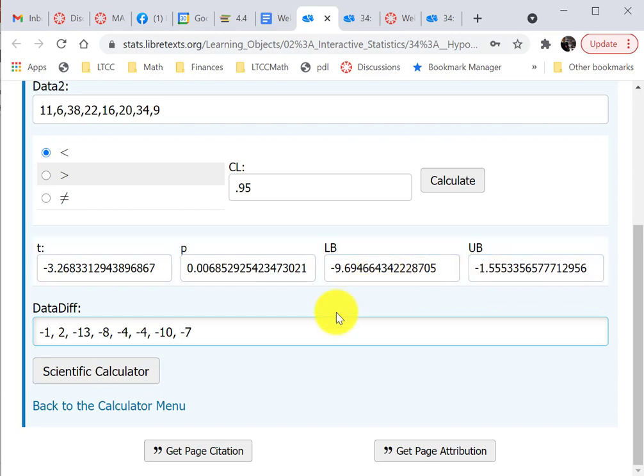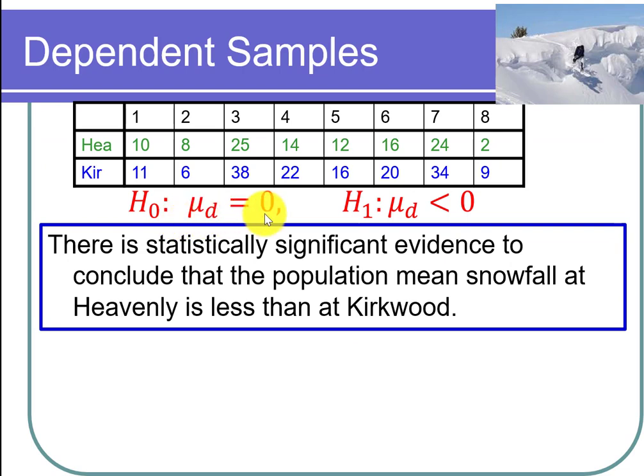So now let's go and interpret. So we had H naught: mu sub d equals 0, because the means were the same, and H1: mu sub d is less than 0, because we want to show that Heavenly has less snow on average for the storms than Kirkwood. And we had a p-value that was very, very small, so that means that we can conclude that we have statistically significant evidence that H1 is true. Or, in words, there is statistically significant evidence to conclude that the population mean snowfall at Heavenly is less than at Kirkwood.